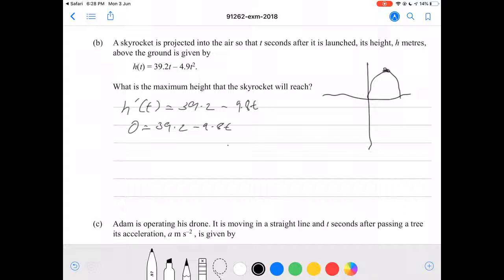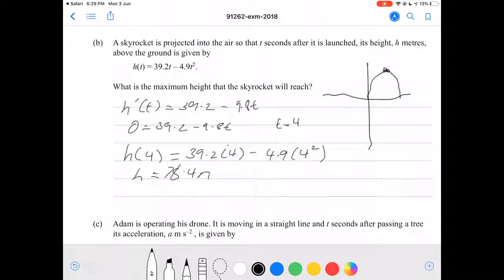Therefore we can figure out that t equals 4. Let me just double check that. Yeah, t equals 4. Then we're going to substitute t equals 4 into h of t to find our height. So h of 4 equals 39.2 times 4 minus 4.9 times 4 squared. We plug this into our calculator, and that will give us height equals 78.4.